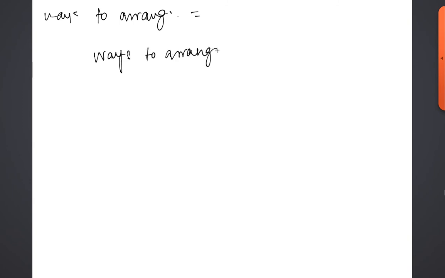So if we have to write this as a formula, or rather as a recursion formula, say we have ways to arrange equals ways to arrange if our queen was at 7-0 plus ways to arrange if our queen was at 7-1 plus so on and so forth till we reach if our queen was at 7-7. Right?